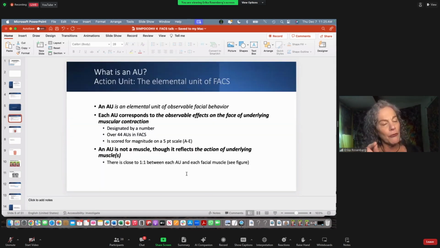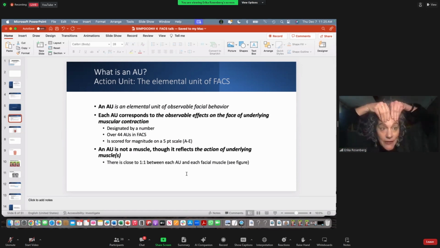So I want to reinforce that AU is an elemental unit of behavior. It corresponds to underlying muscular action, but an AU is not a muscle. An AU is how a muscle appears on the outside when you look at the face. So when I contract frontalis, frontalis is a big muscle in the brow. It's a big set of fibers right here. When I contract all of frontalis, I lift up my brows. And there are two action units involved in lifting up the brows. I will explain that shortly.